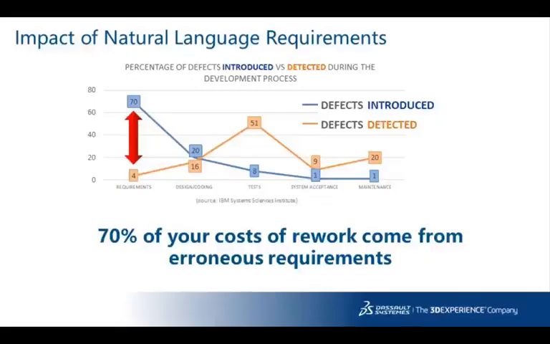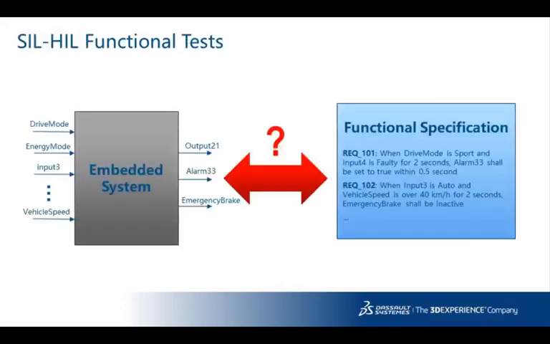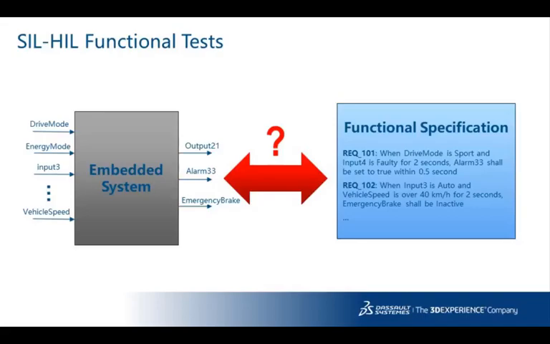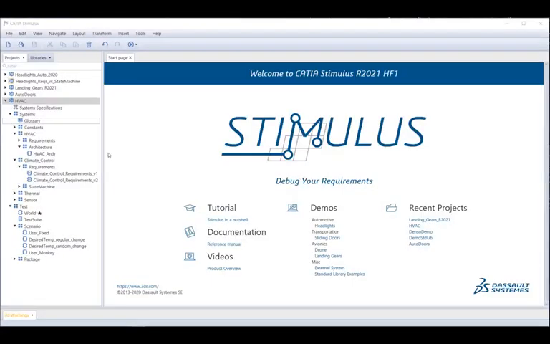How can you make sure your embedded system's functional requirements are correct? How can you verify automatically that your system, your code, meets its functional specification without writing any single test case?